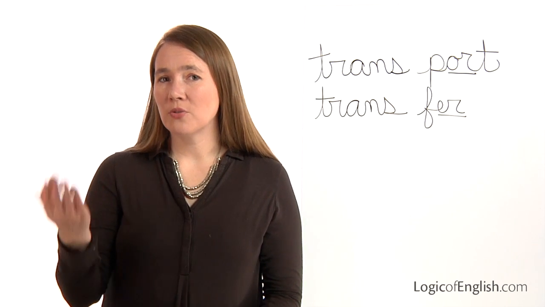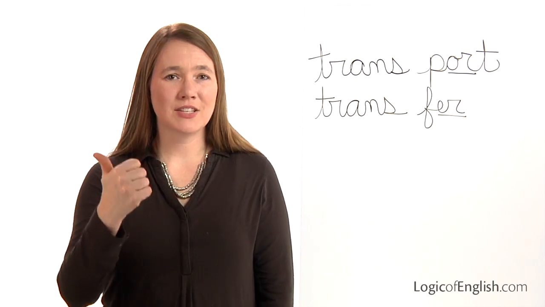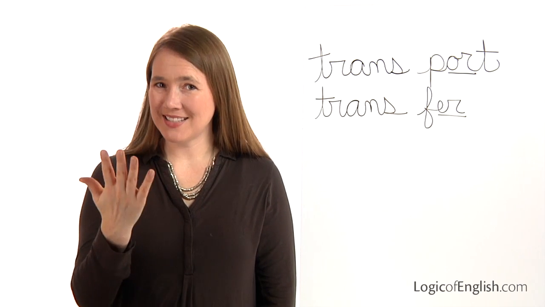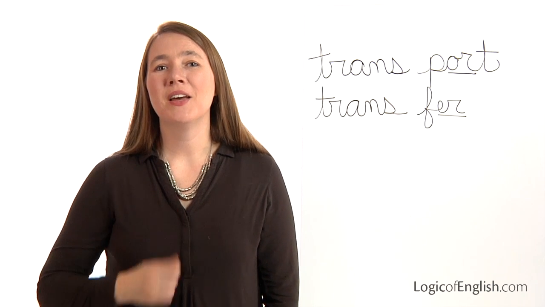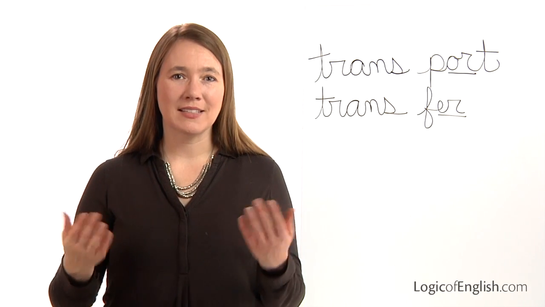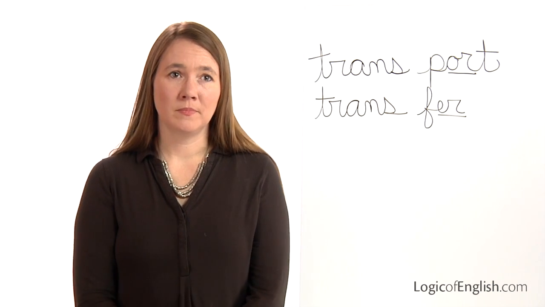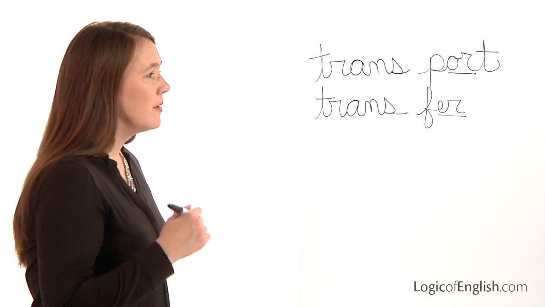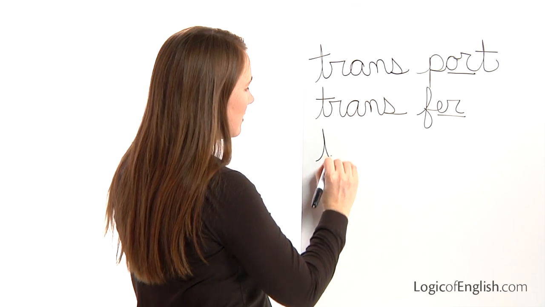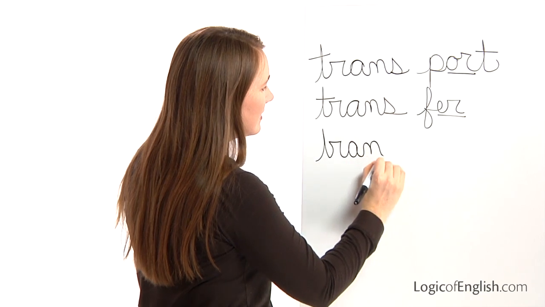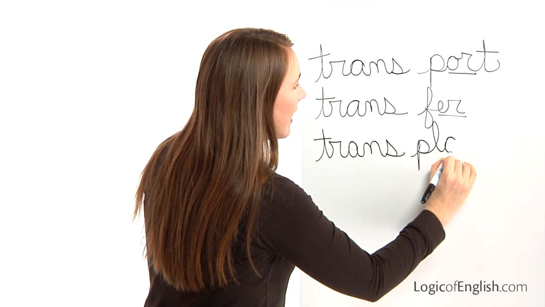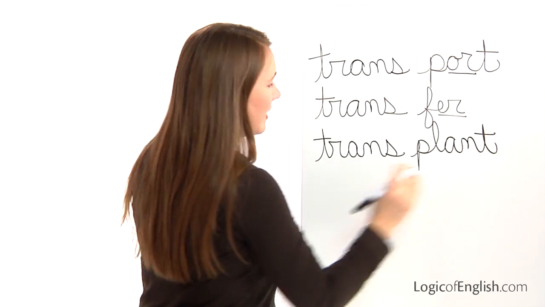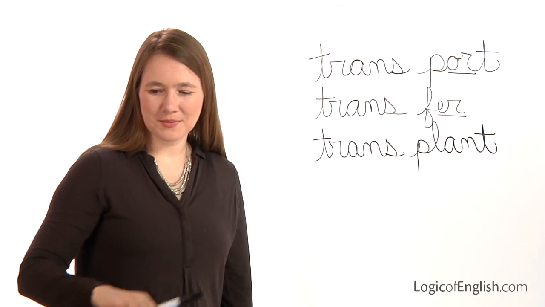How many syllables in transplant? 2. The first syllable is trans, t, r, a, n, s. The second syllable is plant, p, l, a, n, t. Go ahead and write transplant. And now help me to write it. The first syllable is trans, t, r, a, n, s. The second syllable is plant, p, l, a, n, t. And you'll notice it's all first sounds.